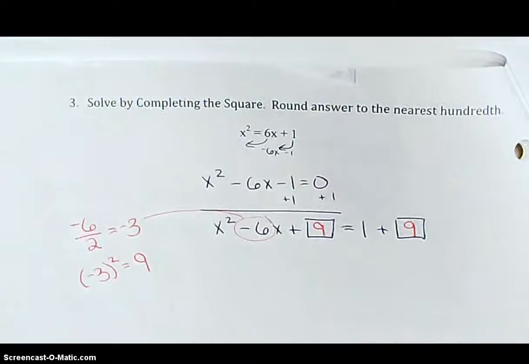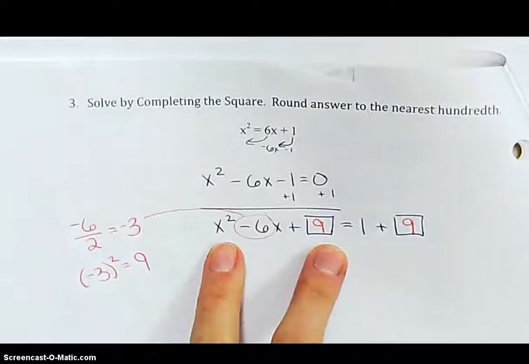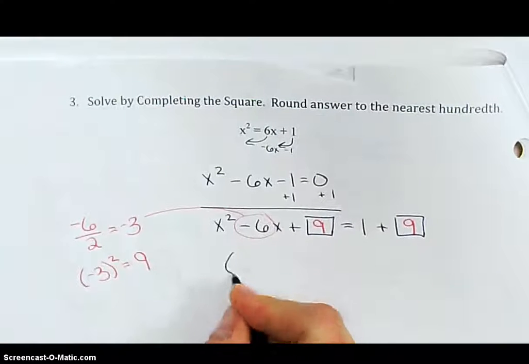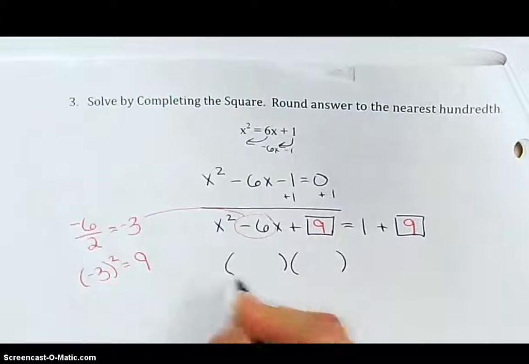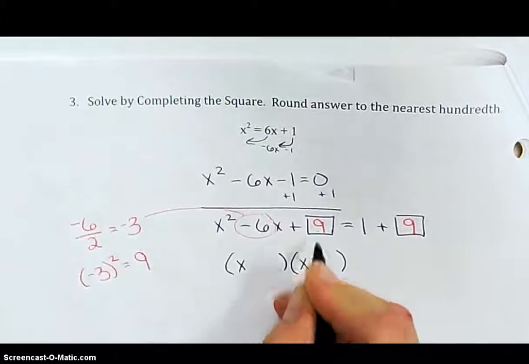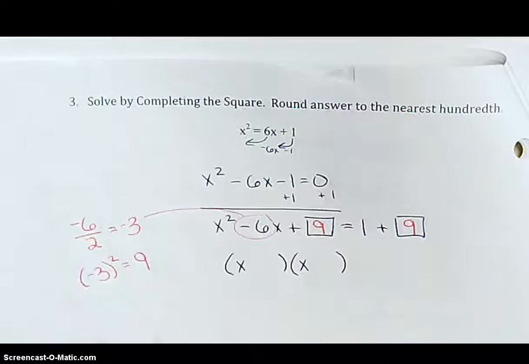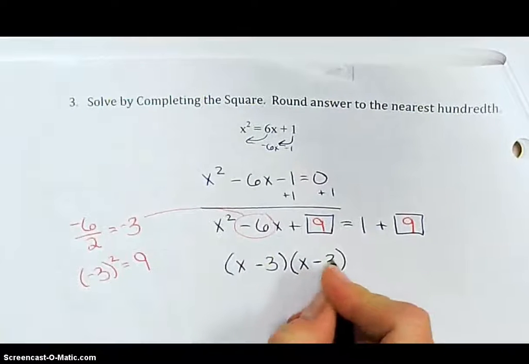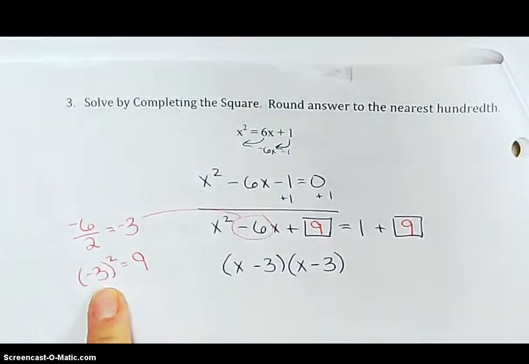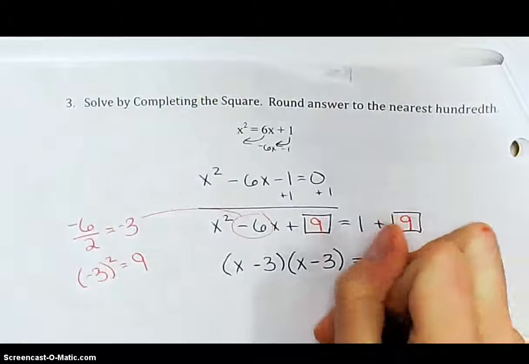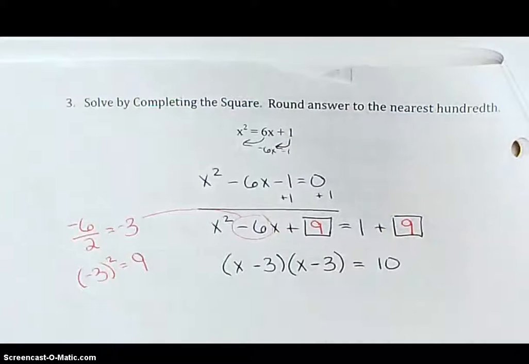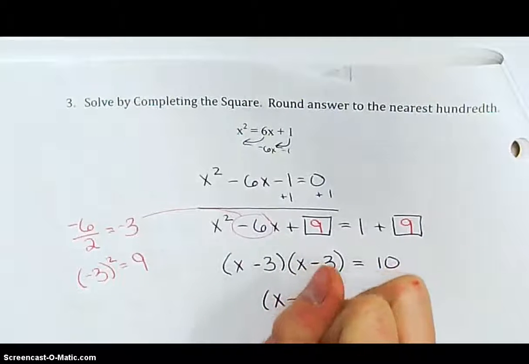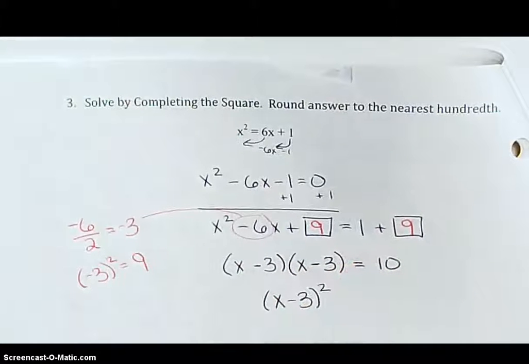Now we have to factor. So next step, we take this quadratic and we factor it. Can you think of 2 numbers that multiply to 9 and add to negative 6? Well, it's negative 3 and negative 3. It's the same number that you got over here. And the whole thing is equal to 10.